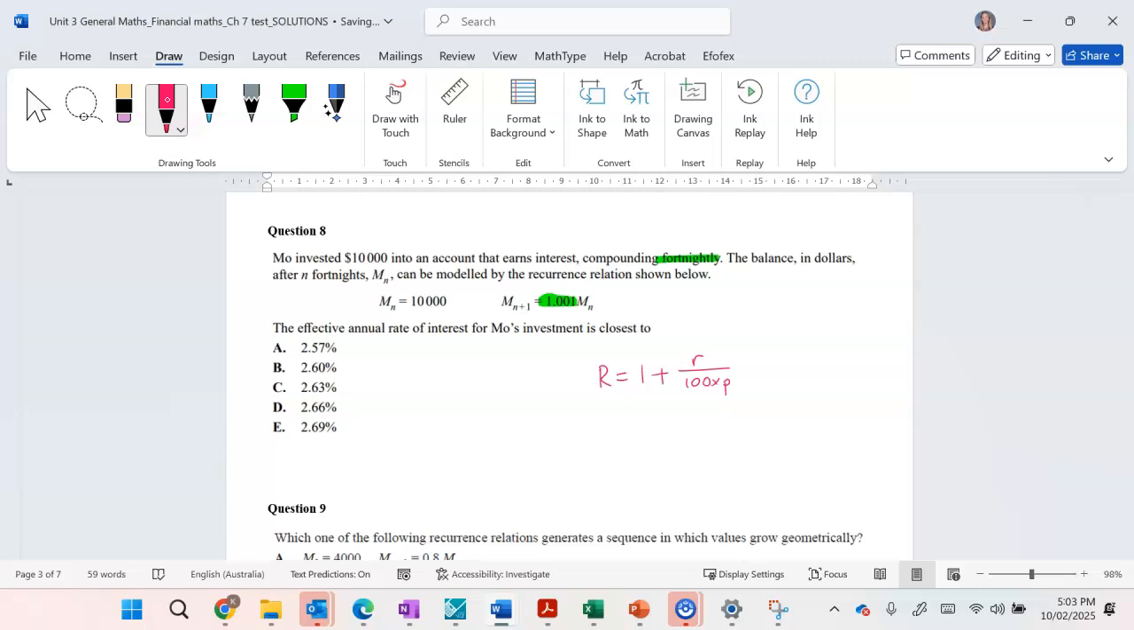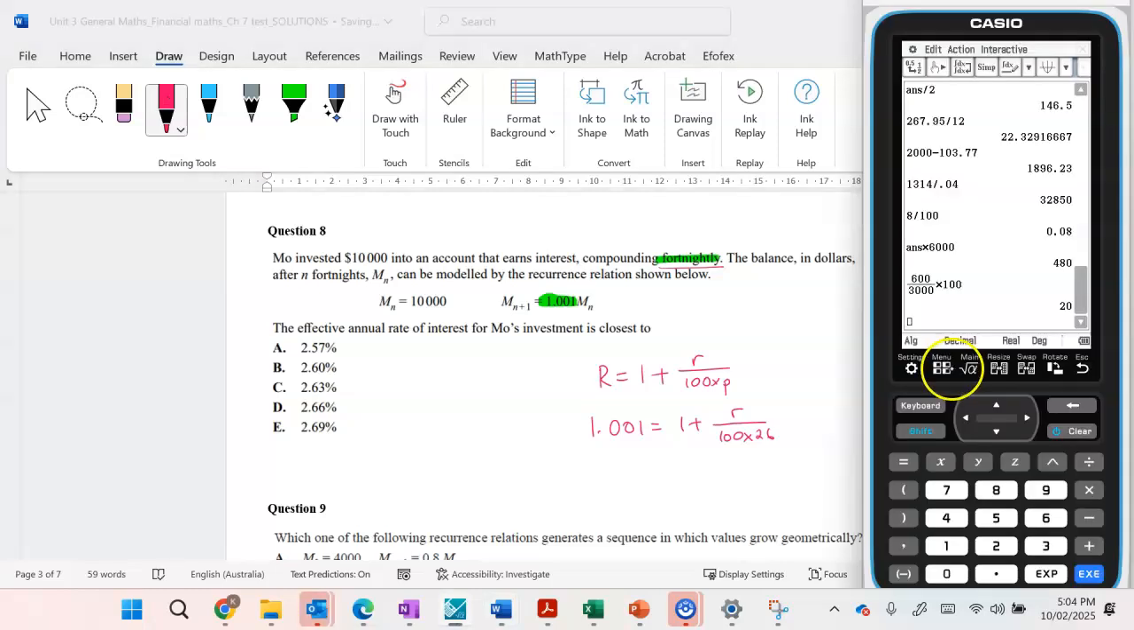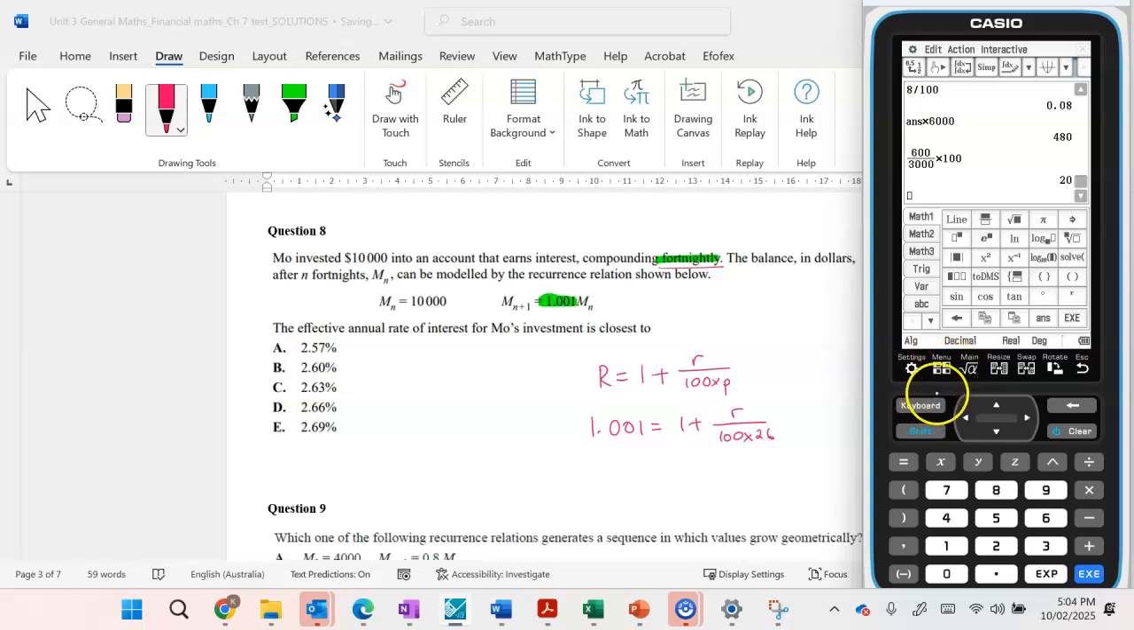All right, so r is that common ratio, lowercase r, which is what we're solving for, and then P is how many compounding periods per year. So it's fortnightly, so there's 26 compounding periods in a year. Now, if we had to solve this by hand, we're going to subtract 1 from both sides, and so on. I'm not going to do it here. We're going to just put it straight into the calculator using solve.